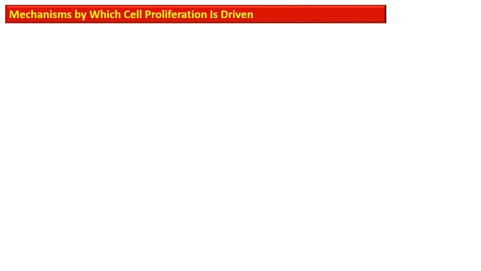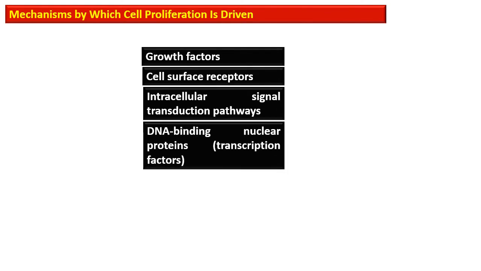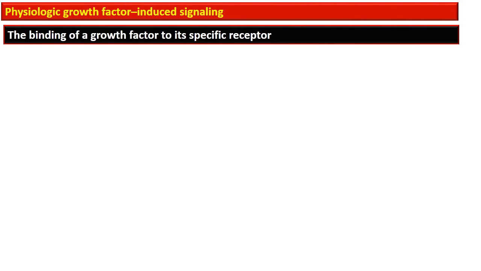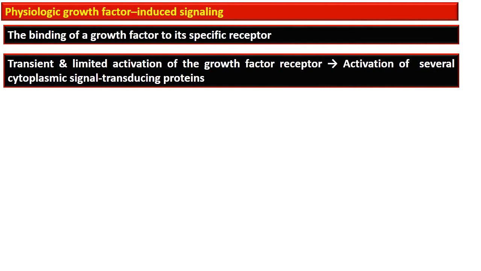There are various mechanisms that stimulate the cell to proliferate. The components of these mechanisms are growth factors, cell surface receptors, intracellular signal transduction pathways, and DNA binding nuclear proteins or transcription factors. How does this growth factor induced signaling exert its effect? It binds to its specific receptor. There is a limited activation of the growth factor receptor that activates several cytoplasmic signal transducing proteins.